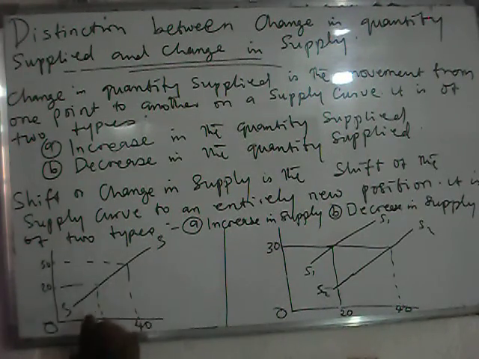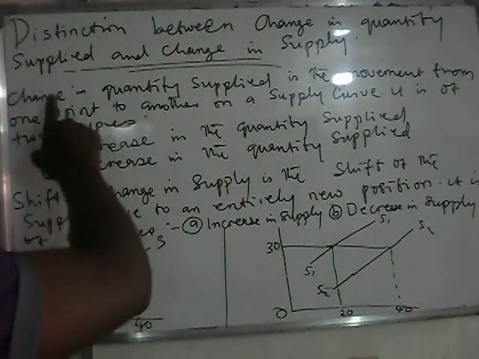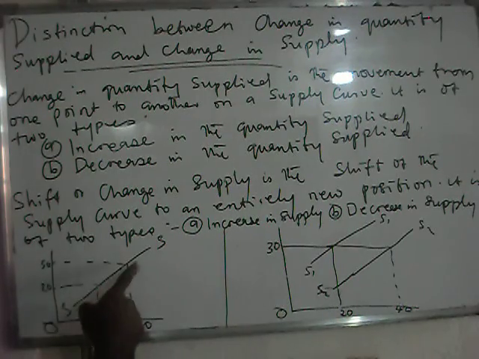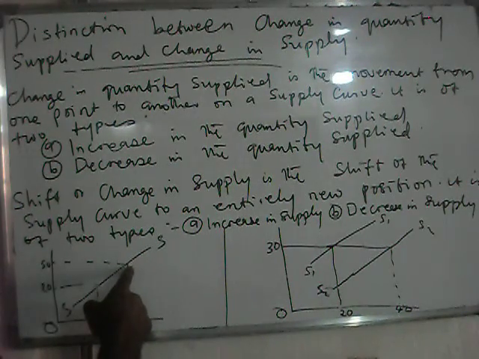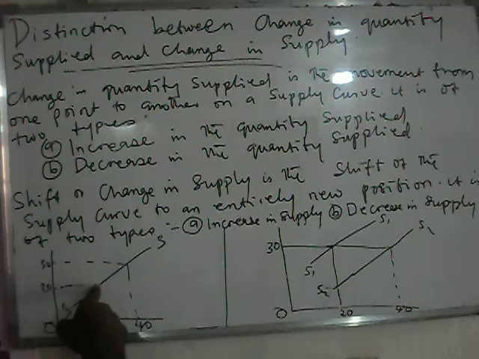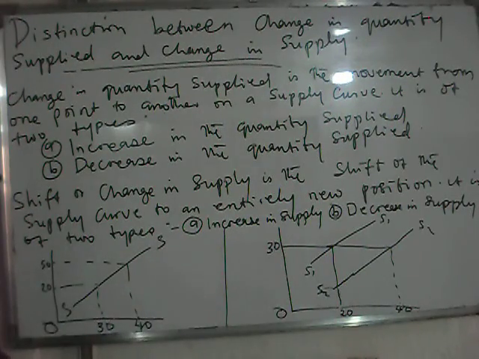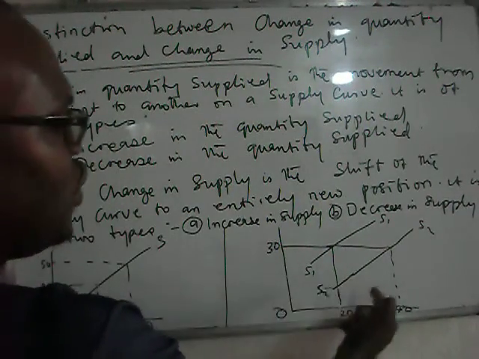So movement on the curve, this is one curve, known as the what? The supply curve. If it moves from one point of the curve to another point, then we are having what we call change in quantity what? Supply. Because there is a change in quantity supply. The quantity supply here was 30, but it has changed to 40. Due to the changing what? Price. Is that clear?